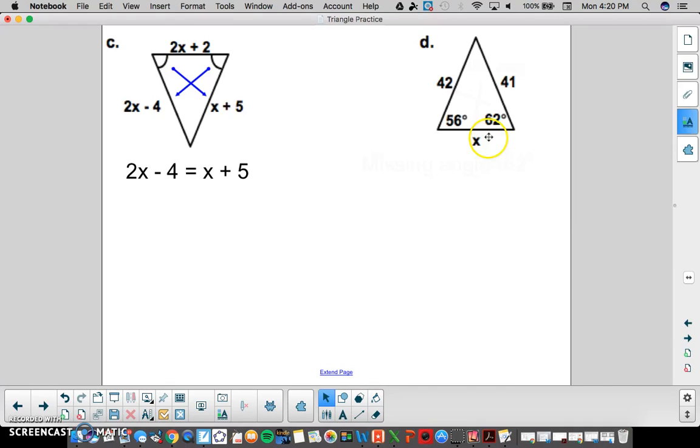In part D, I want you to find the value of x. Keep in mind the missing angle is equal to 62 degrees.